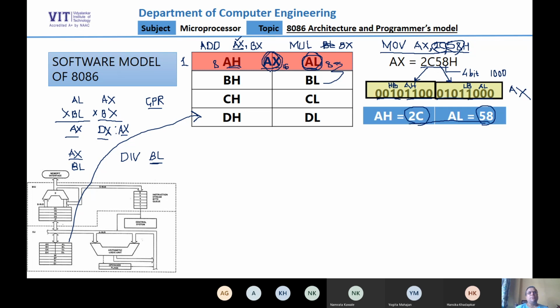So in case of input output operation, you can write this as a point: Al or Ax is used as the default operand. So this is a special use of the Ax or Al register. I hope you have listed all the special uses of the Ax register, right?